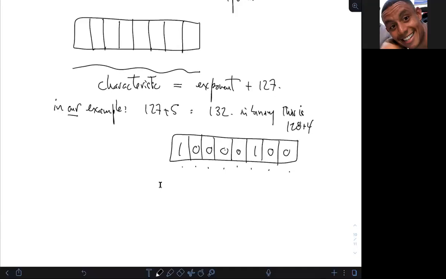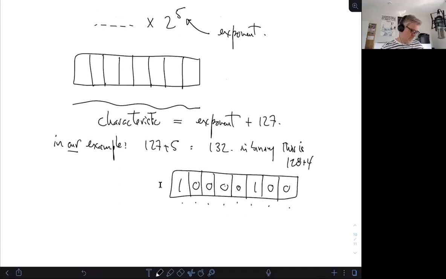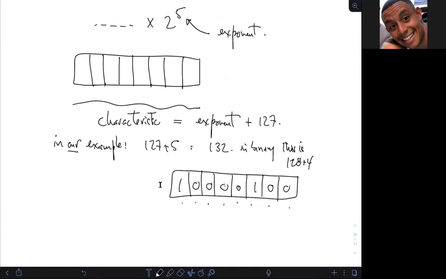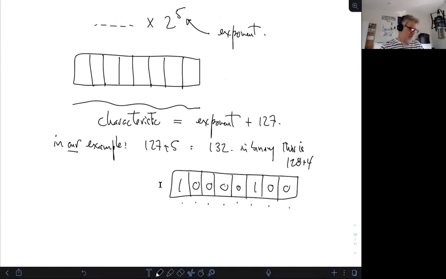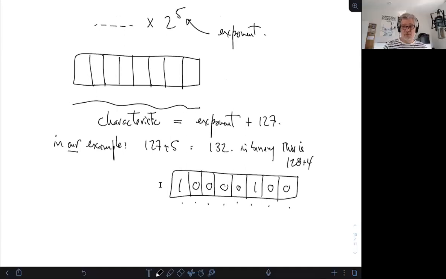Sorry to interrupt. Could you just re-explain? I get the 127 plus 5, but then you wanted to write it in binary, and I don't understand. This is 128 plus 4. I know my powers of 2 well, so I know 128 is a power of 2. You want to write down 132 in binary. The algorithm that will always work is successive divisions by 2, but that's a bit long.